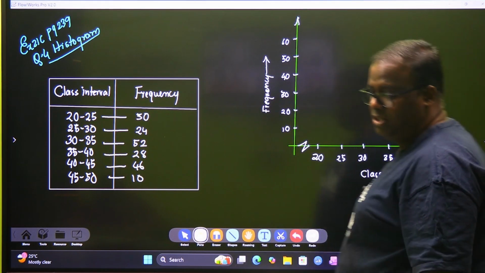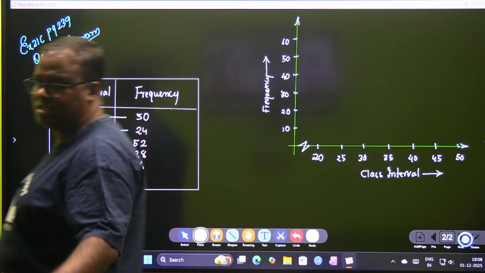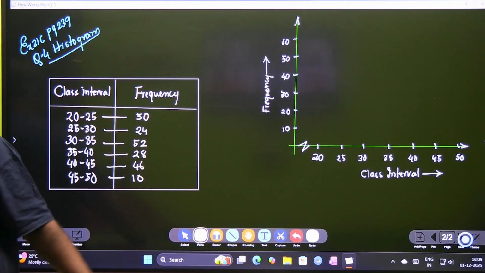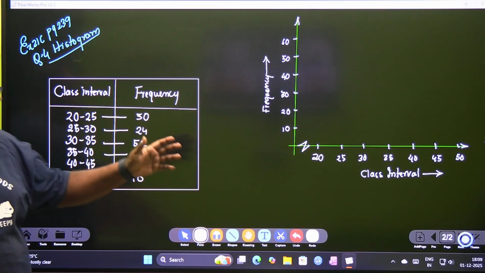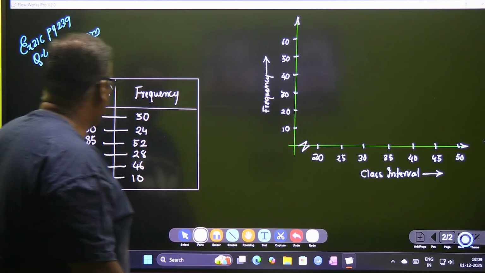If other parameters were written, you would write that, like marks, age group, number of children. But in this problem, they've said it like this. ठीक है? चलें फिर plot करना.